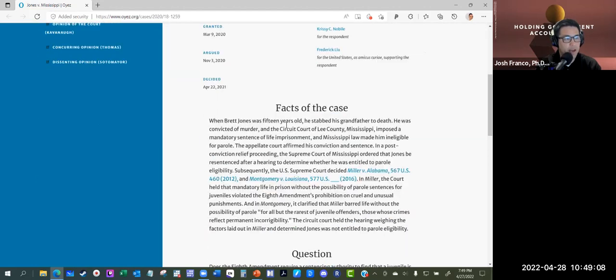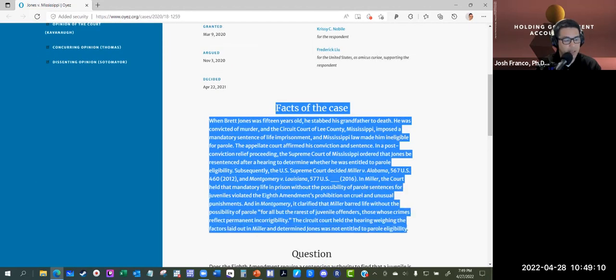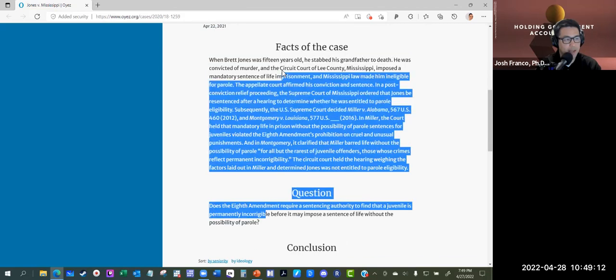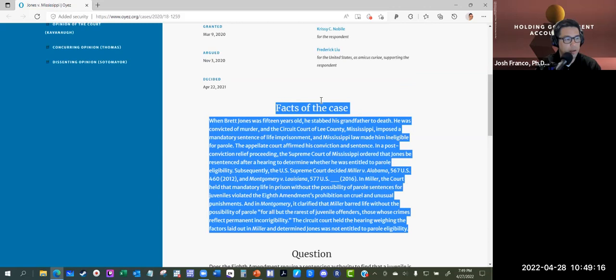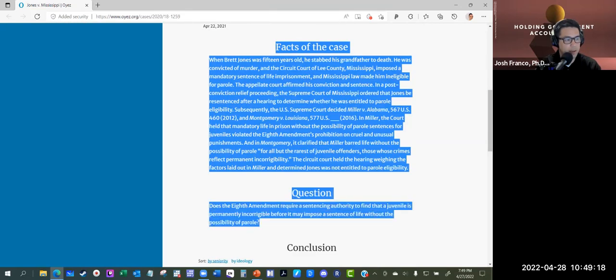And I'm going to go ahead and have the facts of the case read to us and then the question that the Supreme Court was asked to answer. So let's go ahead and highlight this so we read those things.